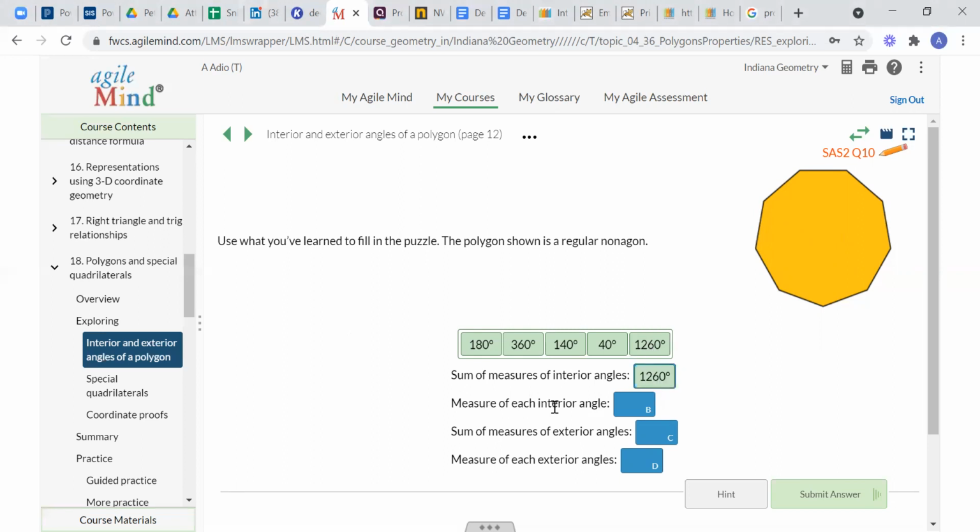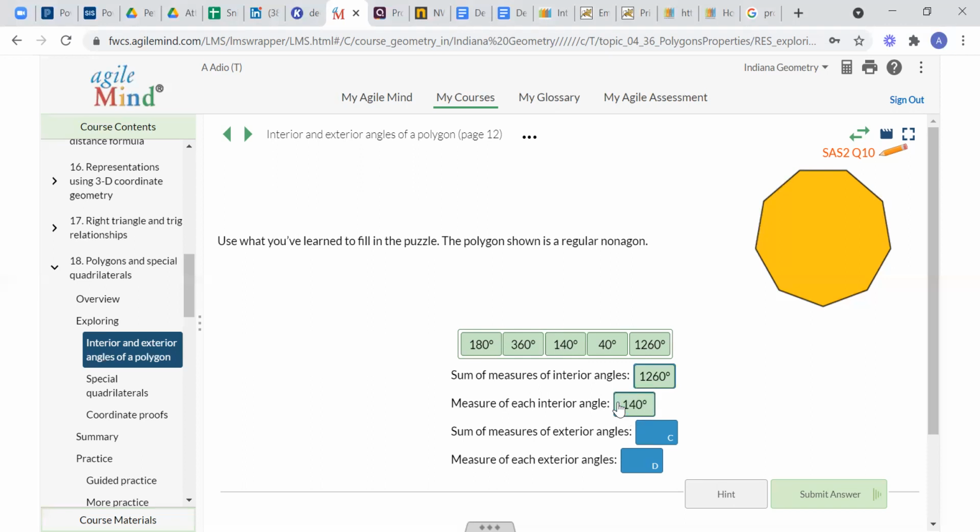And the measure of each interior, we said, is always the sum of interior divided by the number of sides. So 1260 divided by 9. What is 1260 divided by 9? Class, what is 1260 divided by 9? Can someone help us? 1260 divided by 9. Okay, that's 140.